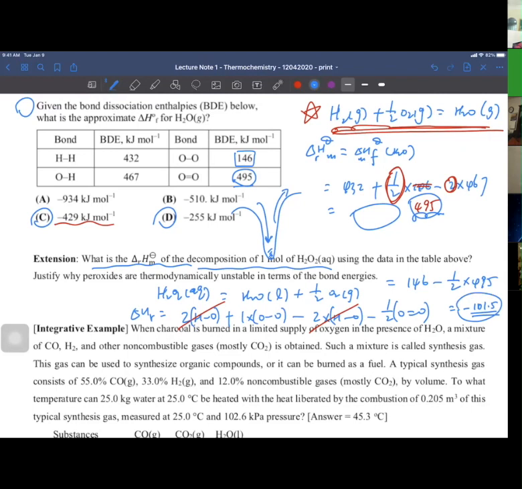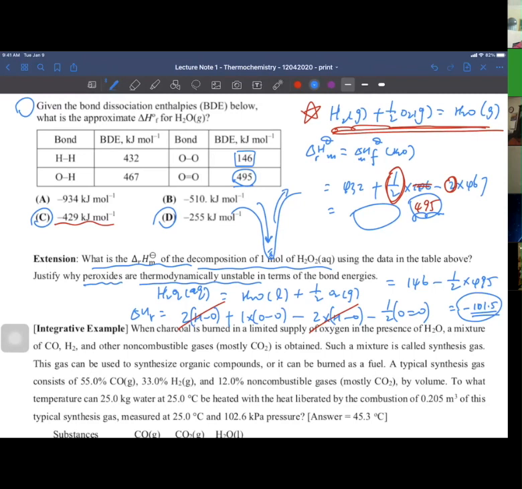So it gave us a very, very useful conclusion: all of the peroxides with the O-O single bonds are thermodynamically unstable because when it decomposes or breaks, it will change into half of an O=O double bond, which is much more stable than the O-O single bond.